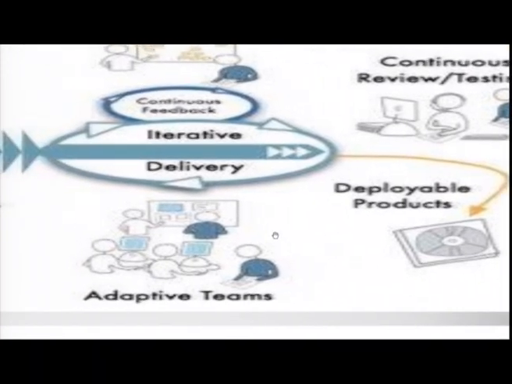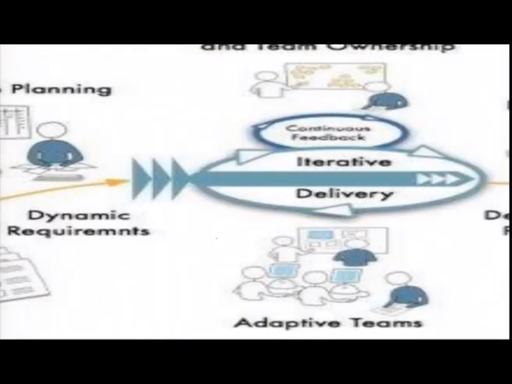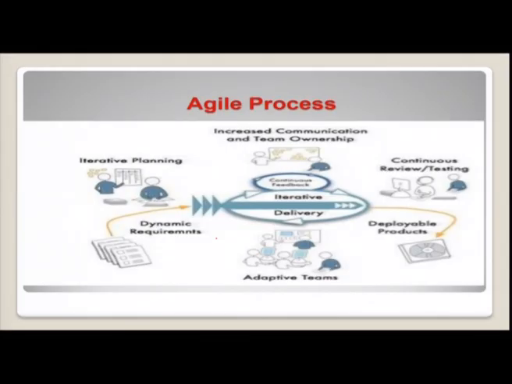And my dear students, the development team members working in the agile software development model are all adaptive teams. They should be prepared to work with any change in requirements. Such a team is called an adaptive team. So this is what the agile process is all about.